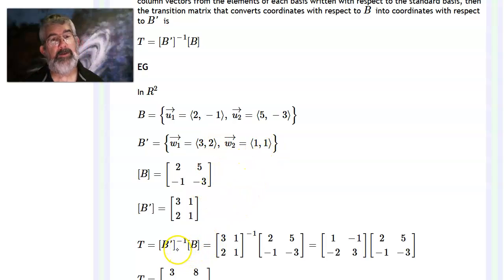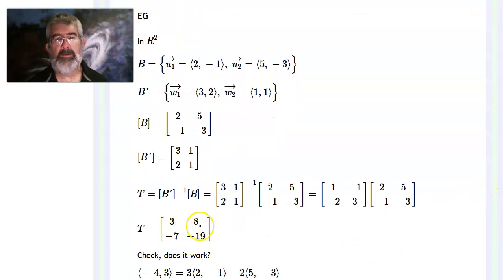So I'm claiming that my transition matrix from B to B prime is this inverse, B prime inverse B. This inverse, which I calculated up above, was this, and when you multiply them together, you get this matrix: 3, 8, negative 7, negative 19. Let's see if that works.